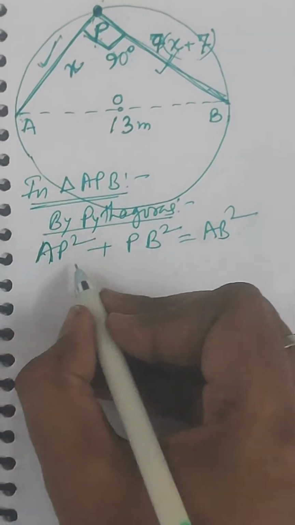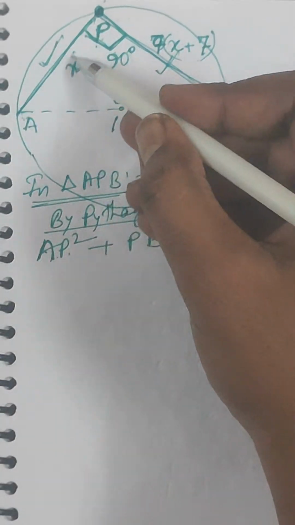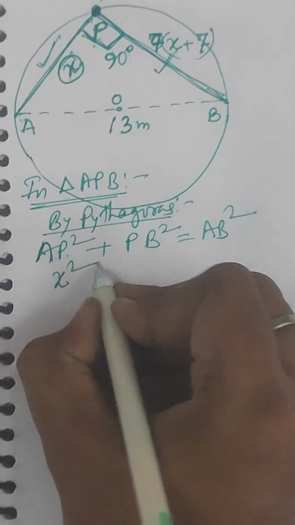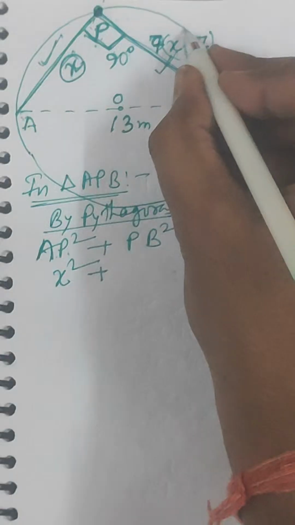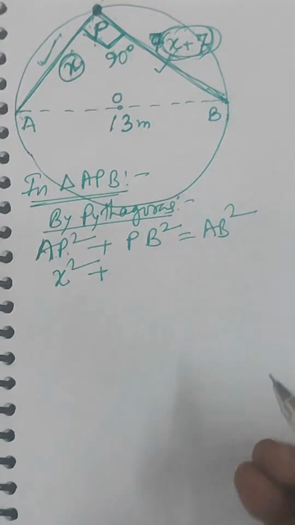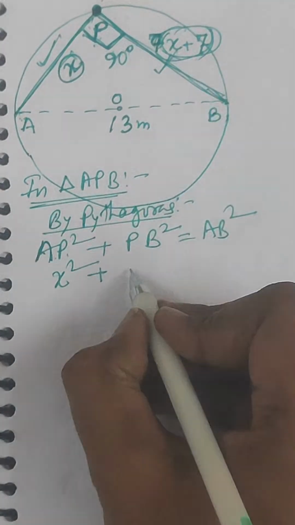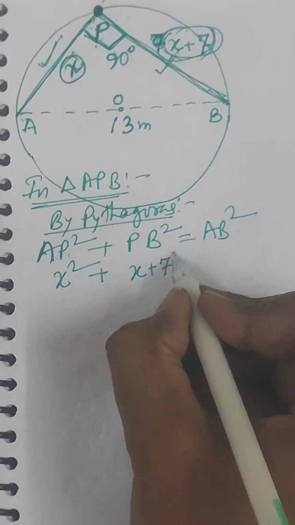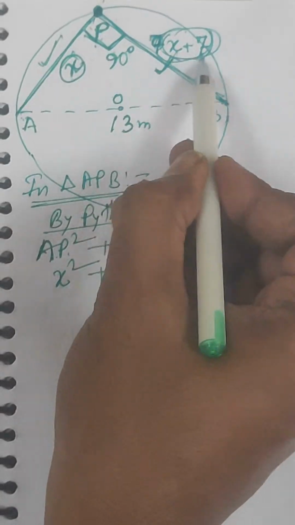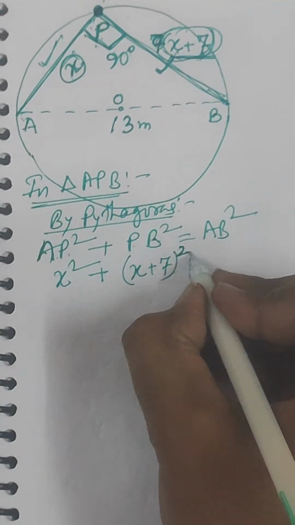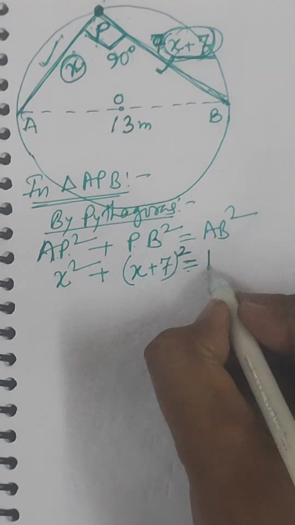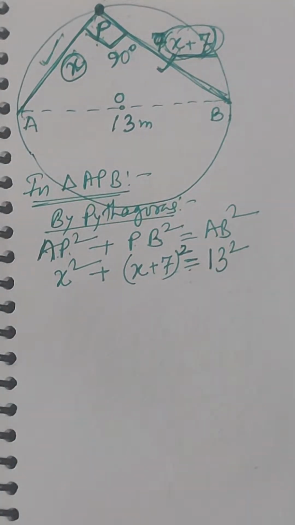So here just put in the value of AP which we have assumed as x. So this will give you x square plus PB square. PB is x plus 7 because the difference of this point from the opposite gate is 7. So put the value x plus 7 in place of PB here, x plus 7 whole square is equal to AB square. AB is the diameter of the circle, which is nothing but 13. So this will be 13 square.